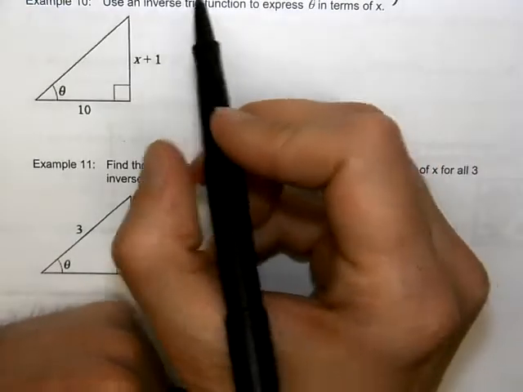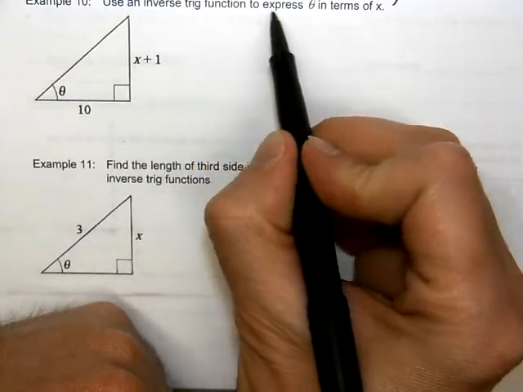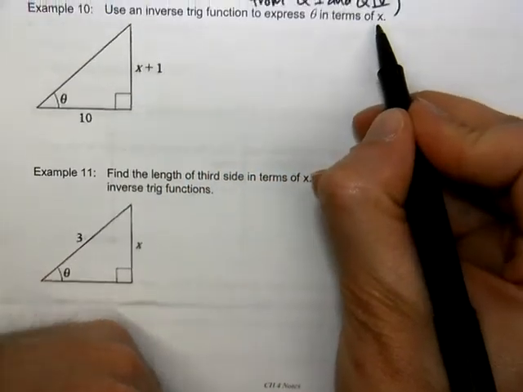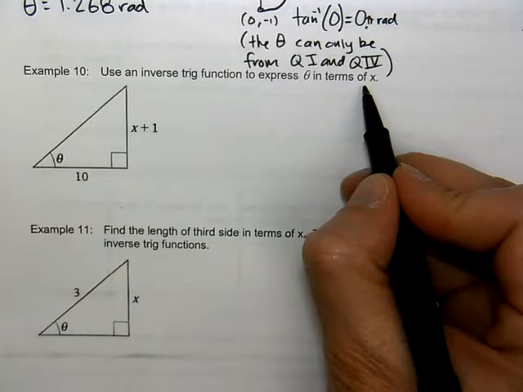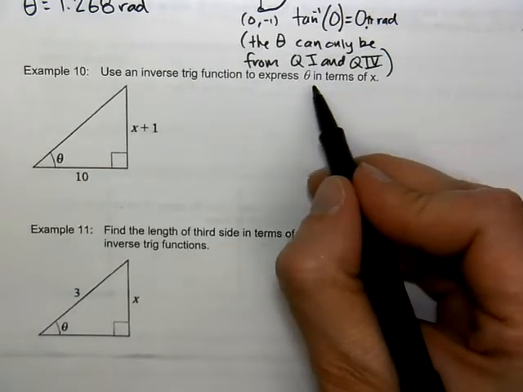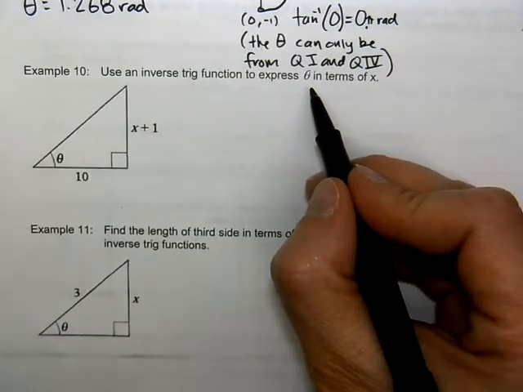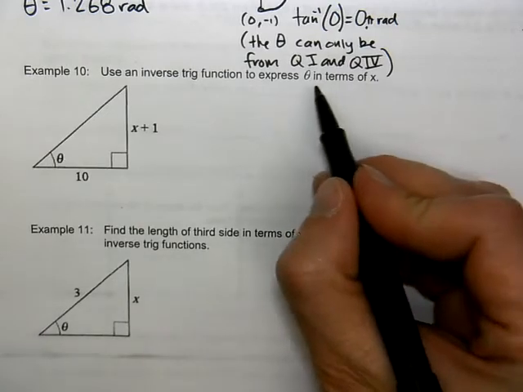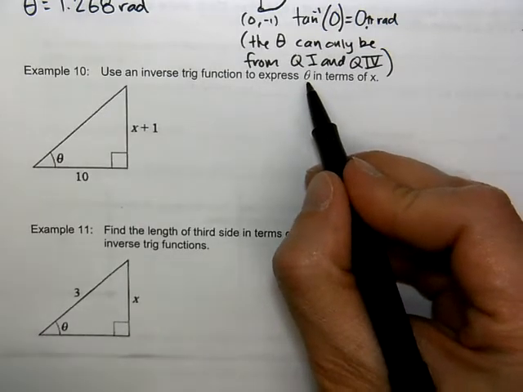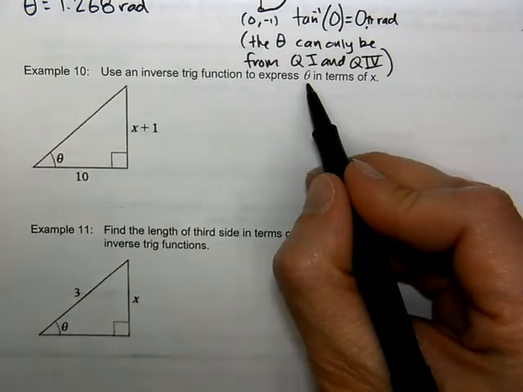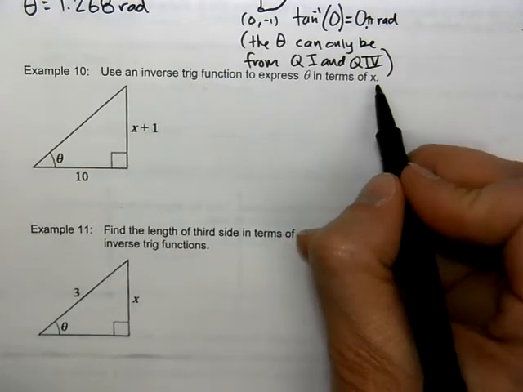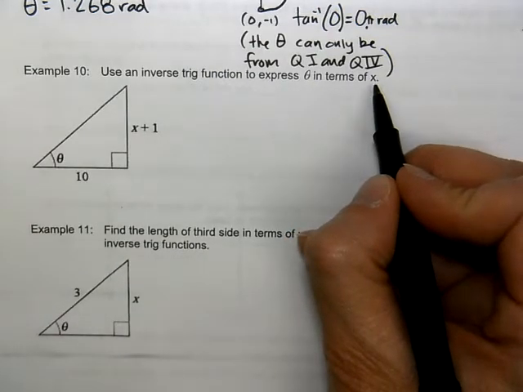So, when it says use an inverse trig function to express theta in terms of x, that doesn't mean we're solving for x. That doesn't mean we're solving for theta either. It just means we're writing an equation where we have an input and an output. Theta will be the output. That's the variable we have to get by itself. X will be the input.